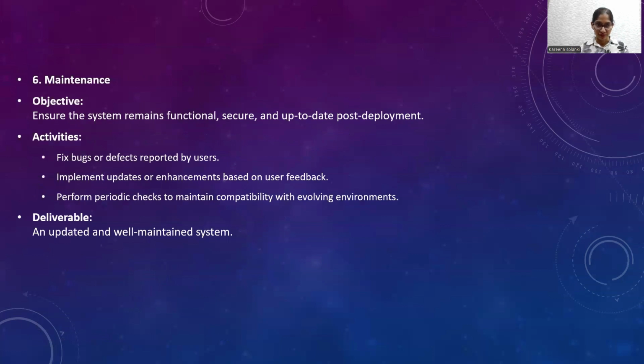Next is the maintenance phase. It ensures that the system remains functional, secure, and up to date, which is also called the post-deployment phase. The key activities are fixing the bugs or defects reported by the users, implementing updates or enhancements based on the user feedback, and performing periodic checks to maintain compatibility with evolving environments. In the end, the updated and well-maintained system is delivered.